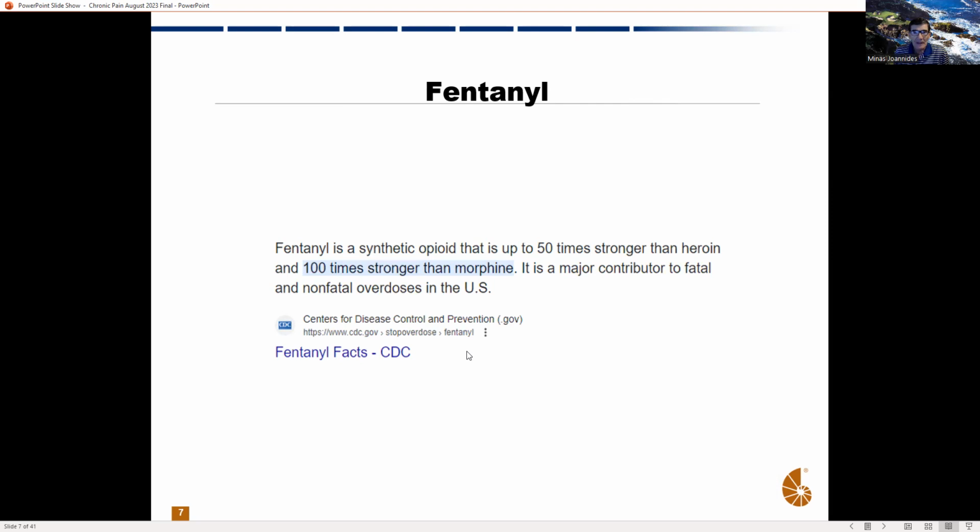Now, fentanyl, unfortunately, the U.S. has a rash of illicit fentanyl coming into it from other countries, the drug trade, and it's being sold on the street. It's 50 times more powerful than heroin and 100 times stronger than morphine. So it's a major contributor to fatal and non-fatal overdoses in the United States, and a dangerous drug.